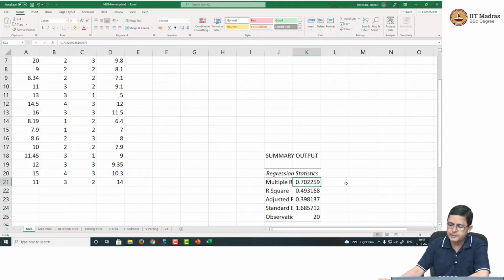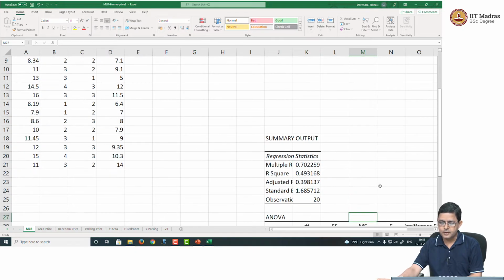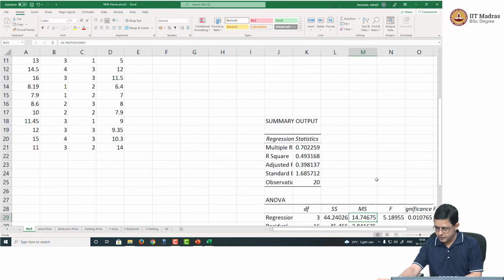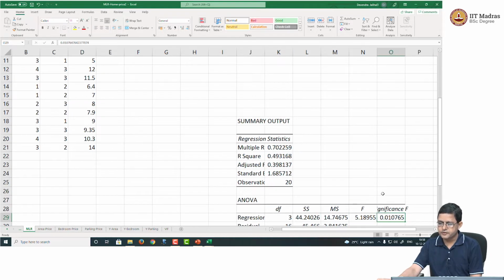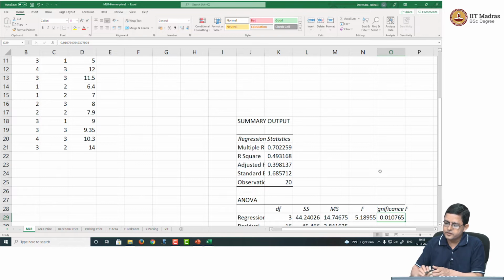Multiple R, you know what multiple R means? Multiple R means the correlation coefficient between the observed value of response variable and the predicted value of the response variable. 0.7 is a good correlation. Look at the overall significance, 0.01. What is this p-value for?